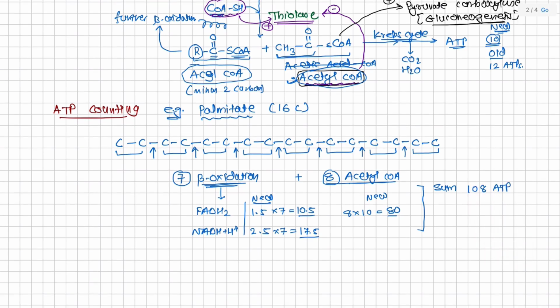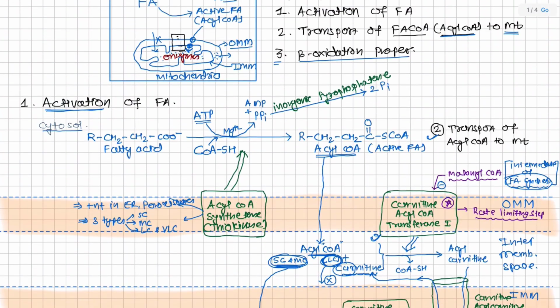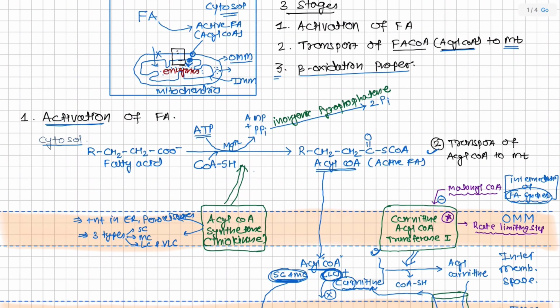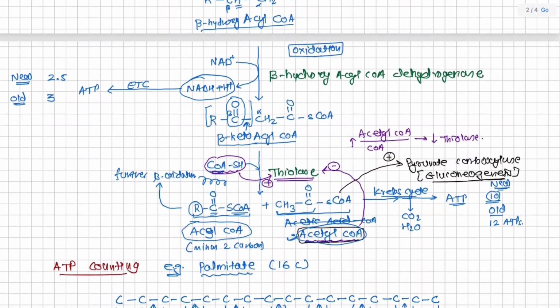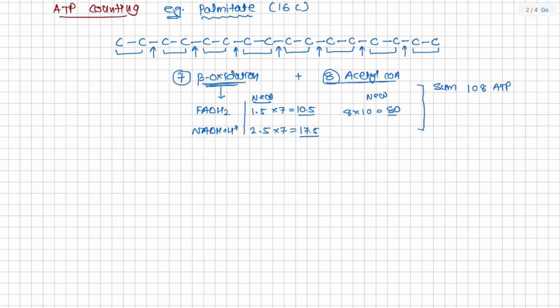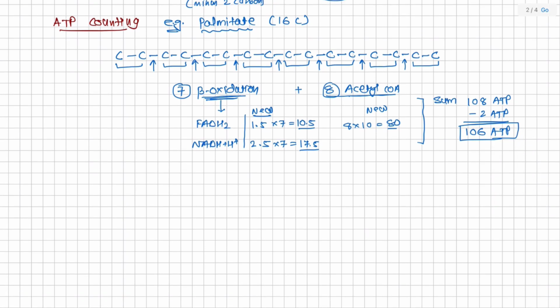But we should not forget the fatty acid activation, which happens only once for each fatty acid, and in this 2 ATP equivalents are used, 2 high energy bonds are used. So we write down minus 2 ATP. Initially 2 ATPs were invested, so minus 2 ATP, and that makes a total of 106 ATP. So 106 ATPs are being synthesized from a single molecule of palmitate. This is so much energy.